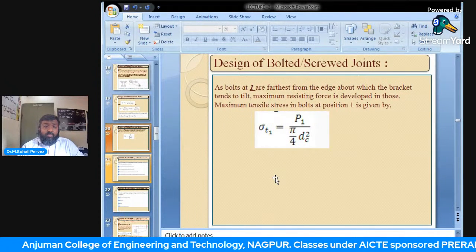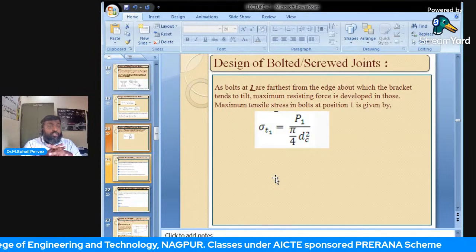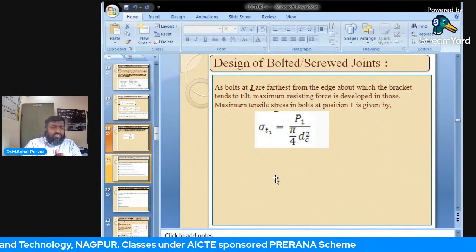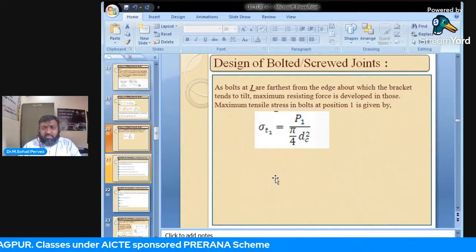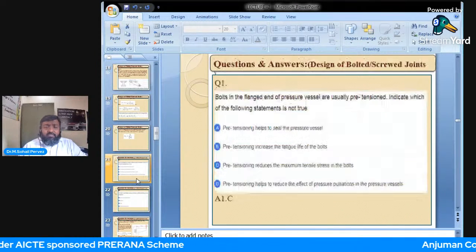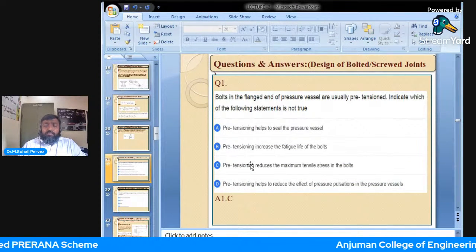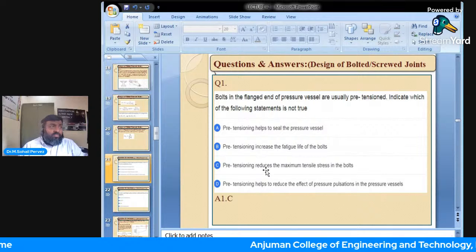Okay, so this is all about the design of screwed and bolted joints. For the sake of understanding, only for bolted joints, I have taken some objective questions. You can very well go through them.